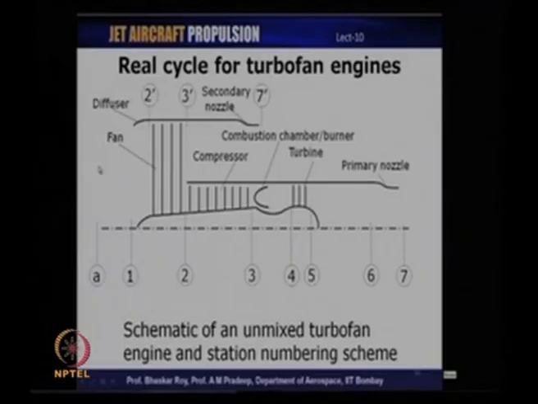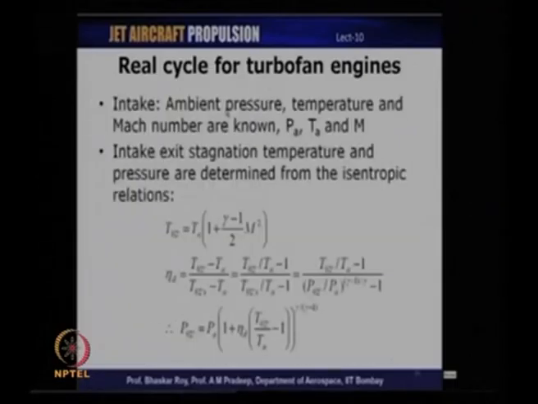So, we have compression taking place all the way from the free stream in the diffuser, then the fan, and then the compressor. So, there are 3 different processes here wherein compression takes place, and then there is the combustion chamber between stations 3 and 4. 4 to 5 is the turbine expansion, and then we have the primary nozzle. There is a secondary cycle here, which is basically the fan compression and then subsequent expansion in the nozzle. There is no heat addition taking place in the secondary nozzle. So, for such an engine, let us try to carry out the real cycle analysis.